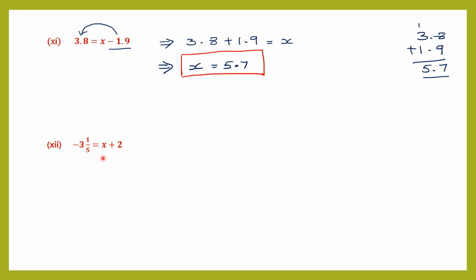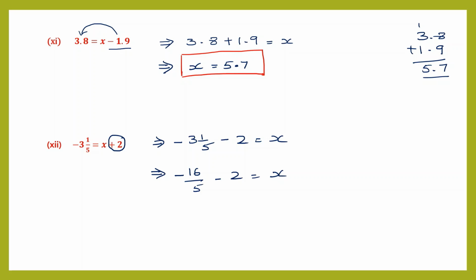Minus 3 1 by 5 is equal to x plus 2. So here also, I'm going to leave minus 3 1 by 5 on the left hand side. I'm going to transpose this plus 2 to the left hand side. It's going to become minus 2. This is equal to x. So let's convert this now. Minus 5 3s are 15 plus 1, 16 by 5, minus 2 is equal to x.